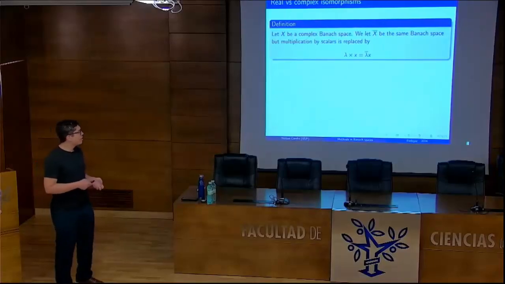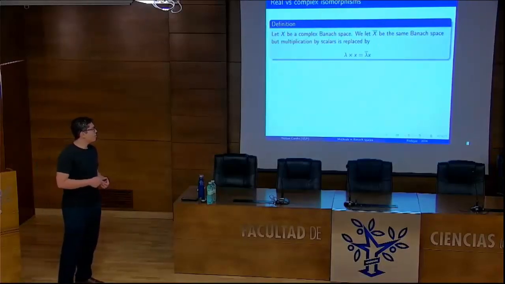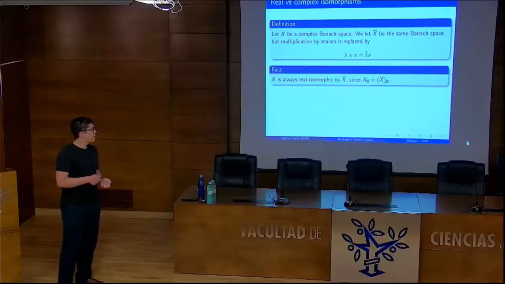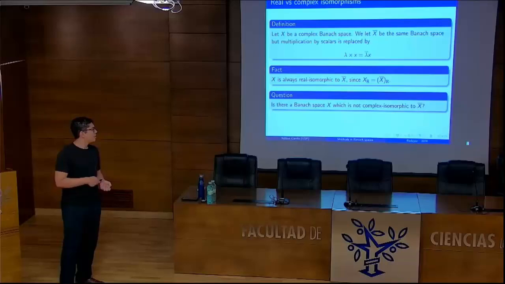To consider it, let's look at the conjugate space. We have multiplication by complex scalars, and we define a new multiplication: now, lambda times x will be the conjugate of lambda times x. It's the same Banach space, except that we change multiplication. And of course, X_R is the same as the conjugate of X, taken as a real space. So they are always real isomorphic. We can reframe our previous question as: is there a Banach space X which is not complex isomorphic to its conjugate?